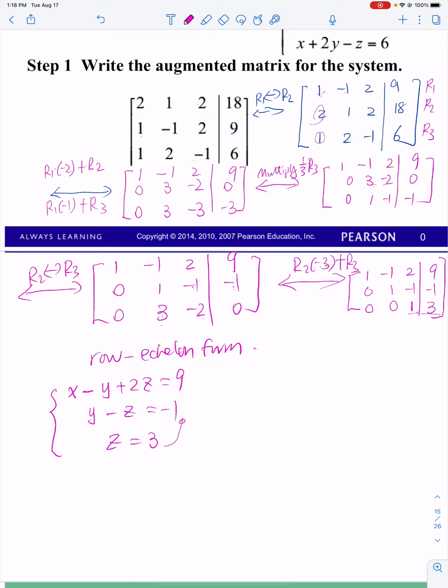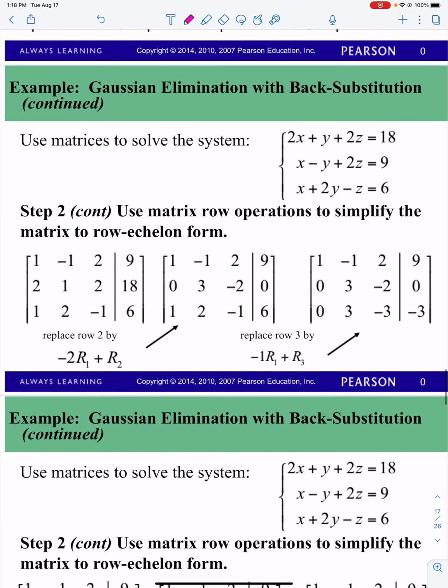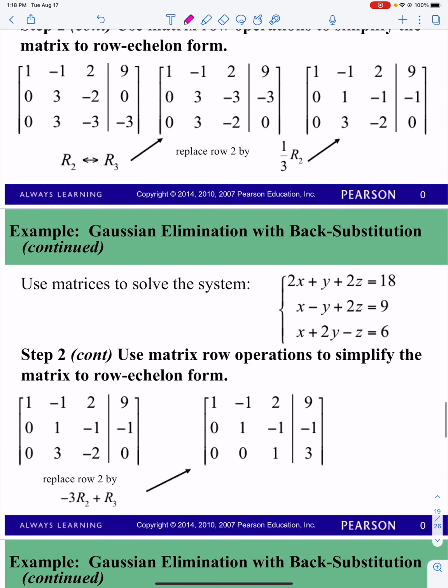You back substitute, yeah. So y minus 3 equal to negative 1, y equal to 3 minus 1, equal to 2. Then x minus 2 plus 2 times 3 equal to 9. Minus 2 plus 6 equal to 9. Plus 4, so x equal to 5. What do you have here? It's 5, 2, 3, your what? Final answer. Okay, so let's compare with the book.